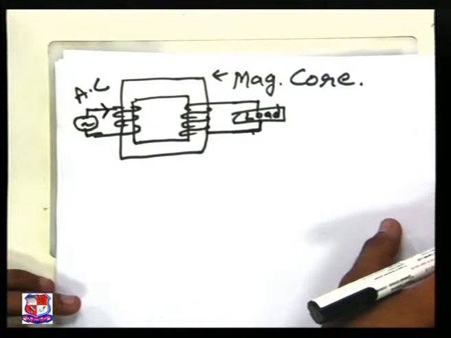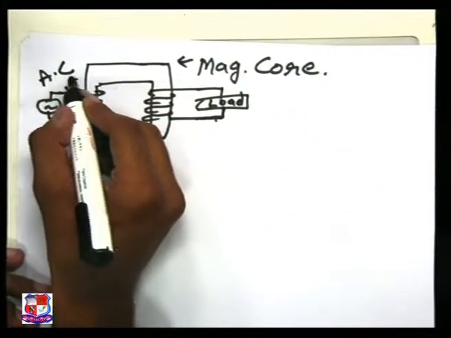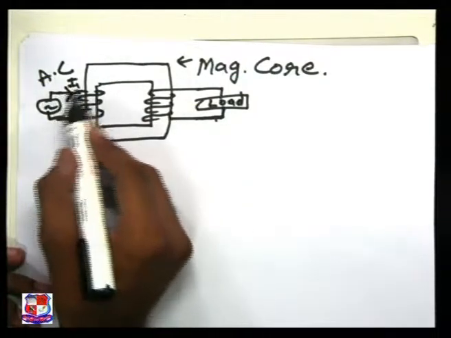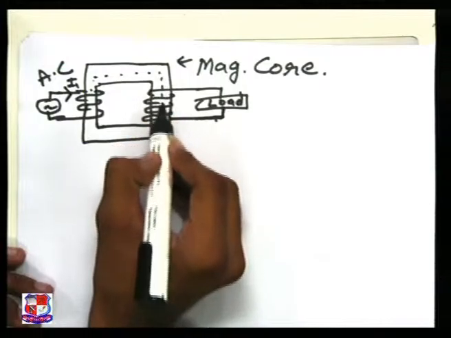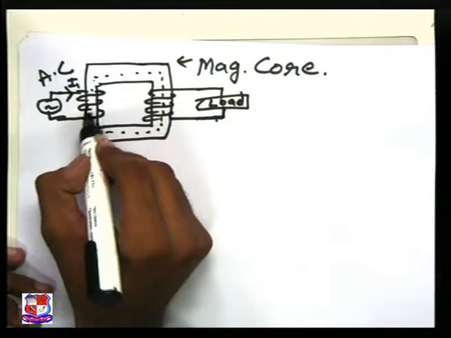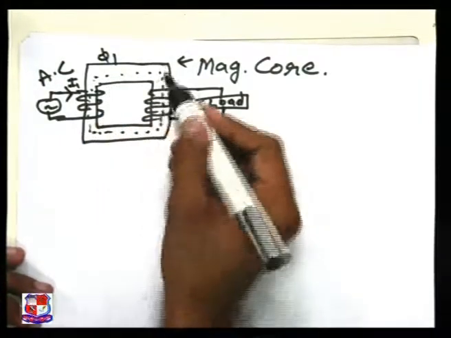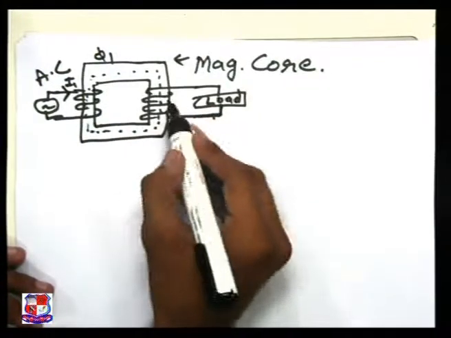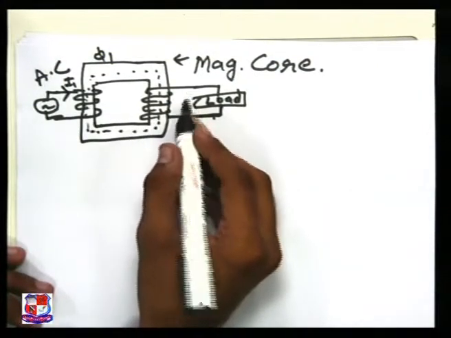Here in the transformer, the primary current I1 flows through the first coil, and then the flux phi 1 will be there in the core. The flux phi 1 will travel through the core and will be linked with another coil, and EMF will be induced in the other coil.